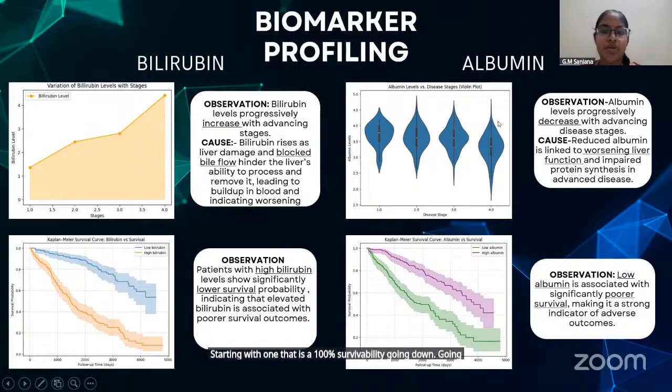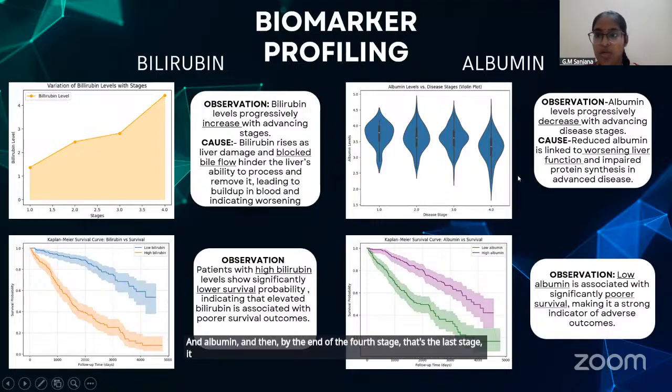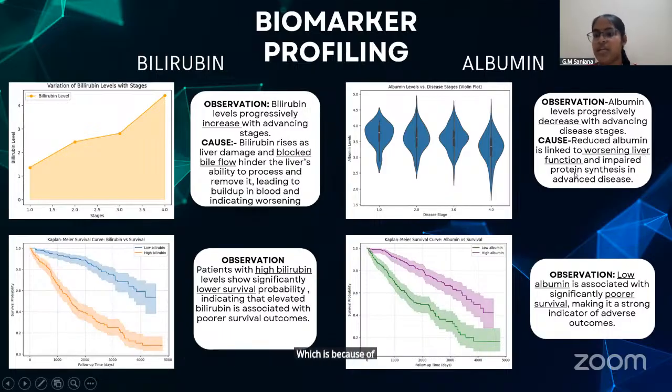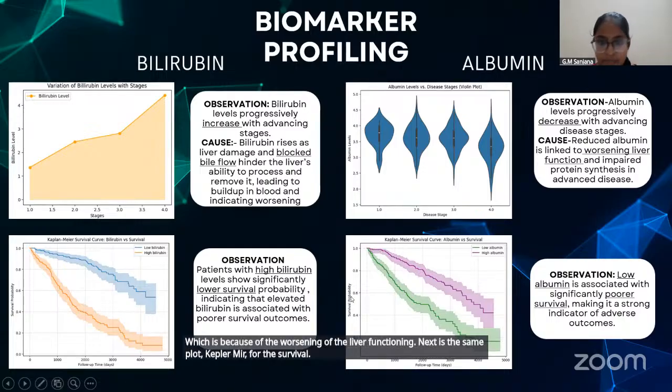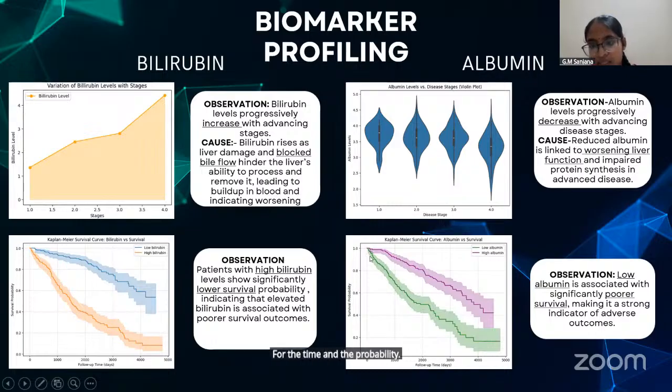Going next to the albumin level, at the first stage it starts with a pretty good level of albumin, and by the end of the fourth stage, the last stage, it gets down, because of the worsening of the liver functioning. Next is the same Kaplan-Meier plot for survival, with time and probability. This is for low albumin level. As the albumin level goes down, there is a steepness that is seen. Survival is getting low.